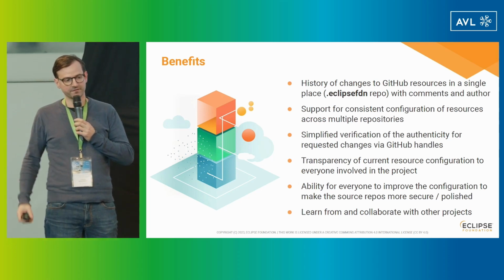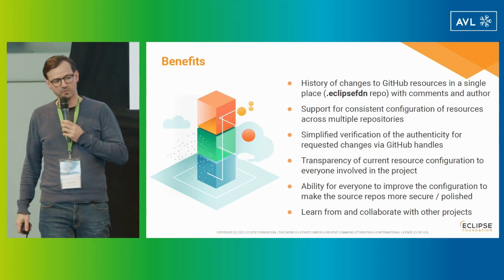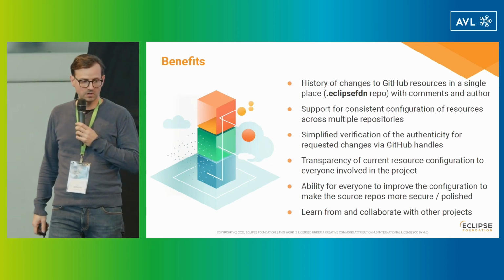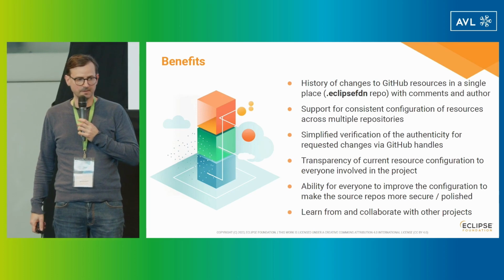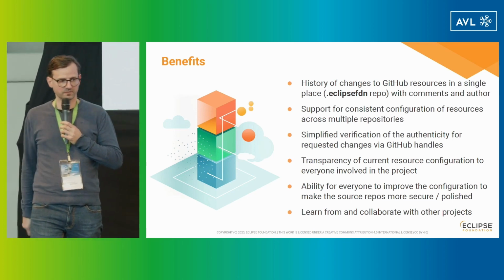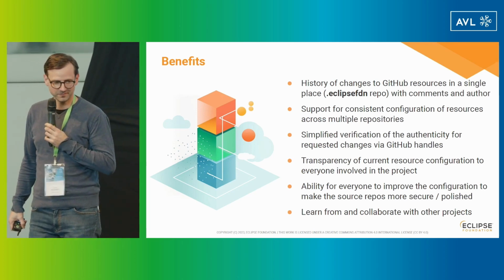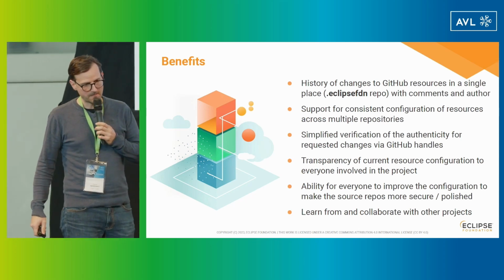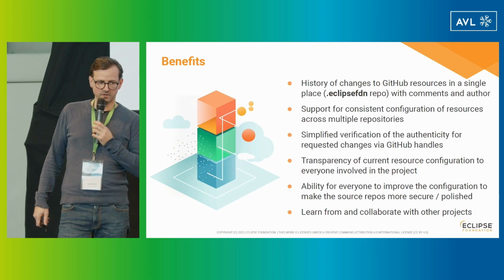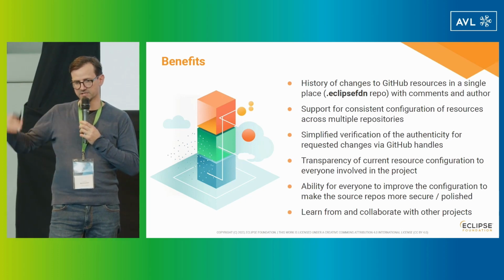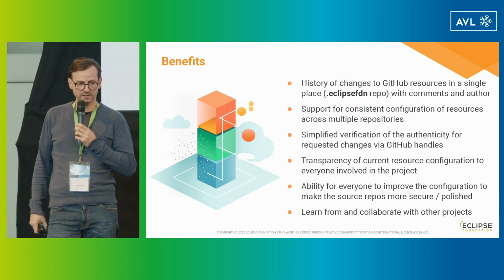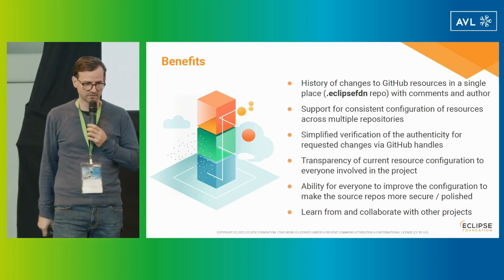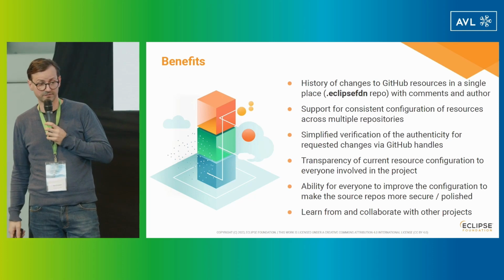So one of the benefits of this approach is also that we now have a single place where the configuration of all GitHub resources is stored. That's the ominous .eclipsefdn repo, if you have already seen that in your project or in other projects. It also provides a full history of the changes that have happened and the reasoning behind it. Who is the author? Who has approved that? So that's one of the big side effects.